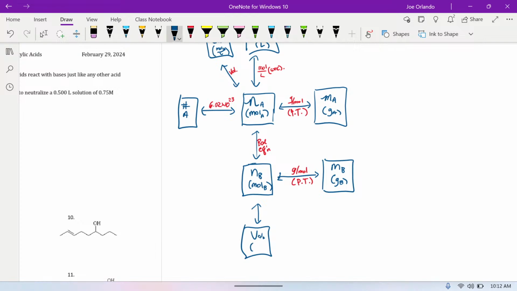Fun fact, we don't measure volume in moles. Or we could figure out the concentration of the solution of B in moles of B per liter if we knew the volume, right? If we know the volume, we can find the concentration. And if we know the concentration, we can find the volume, right?